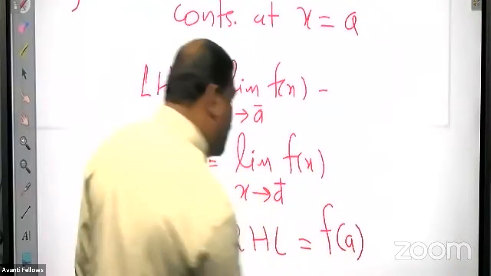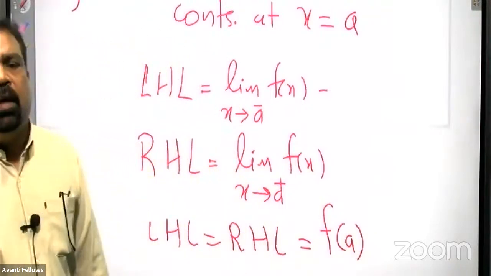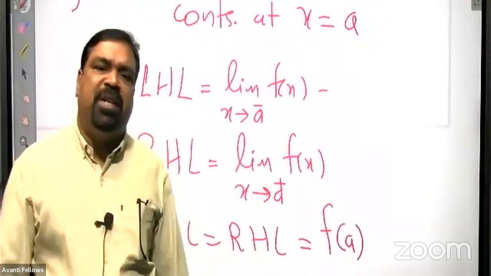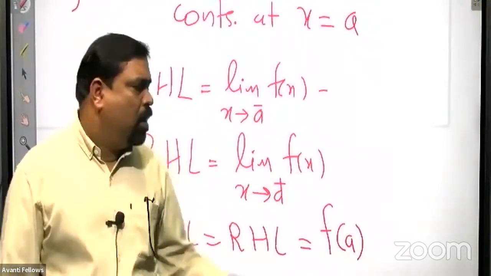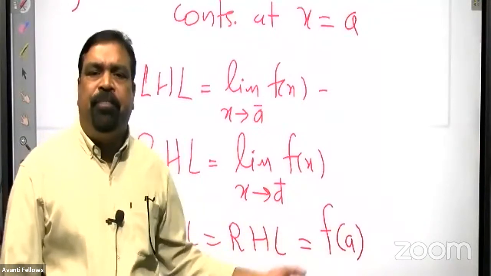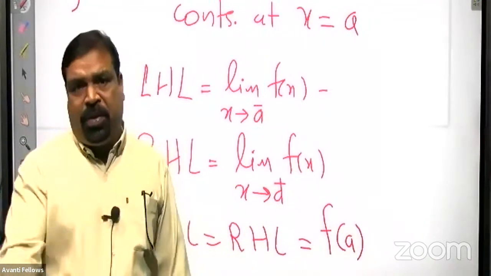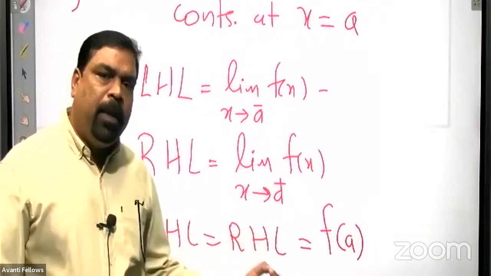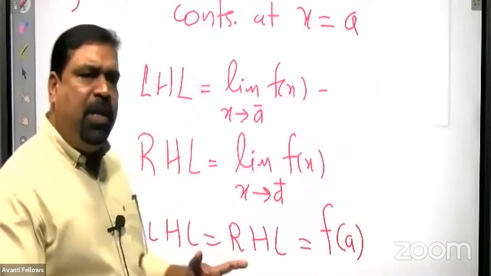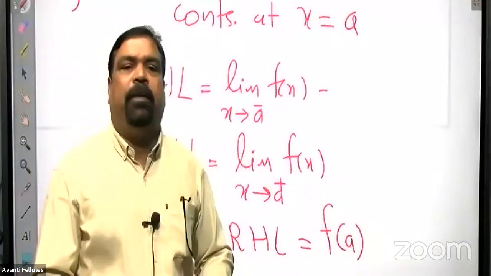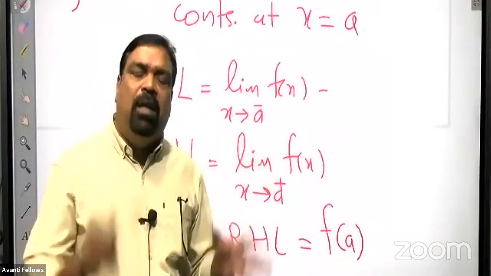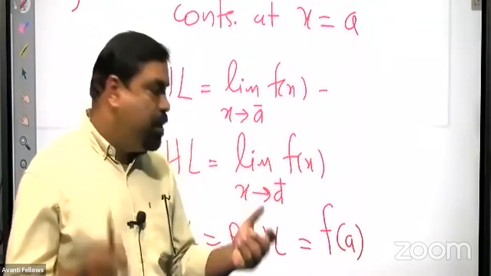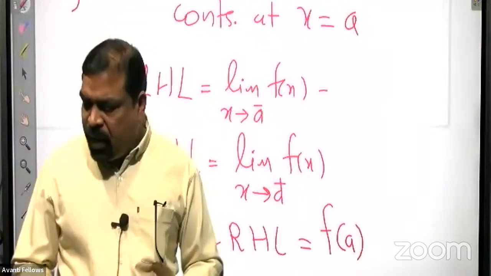At that point is also equal to both the LHL and RHL, then we say that the function is a continuous function. Okay, we will discuss some examples later. So this is the definition of the continuity of a function at a point A. And when the function is continuous at each and every point in its domain, then we call the function a continuous function. So that's the algebraic definition of the continuity.